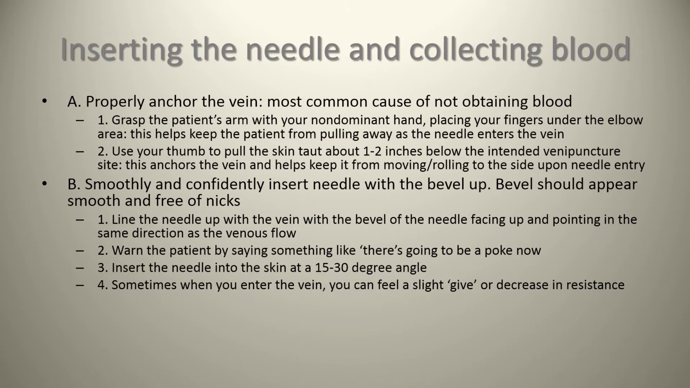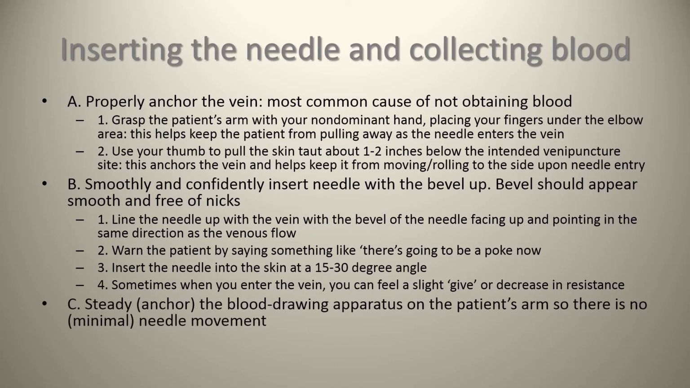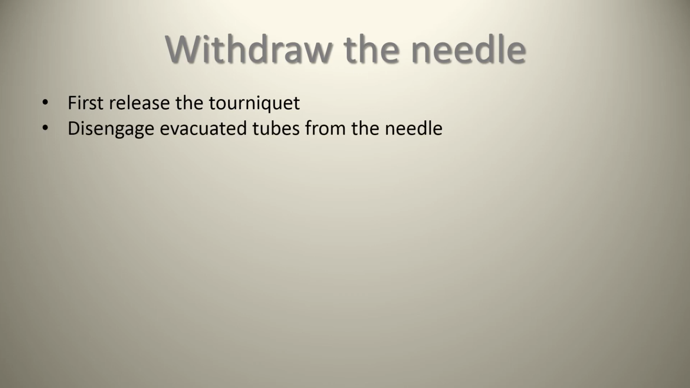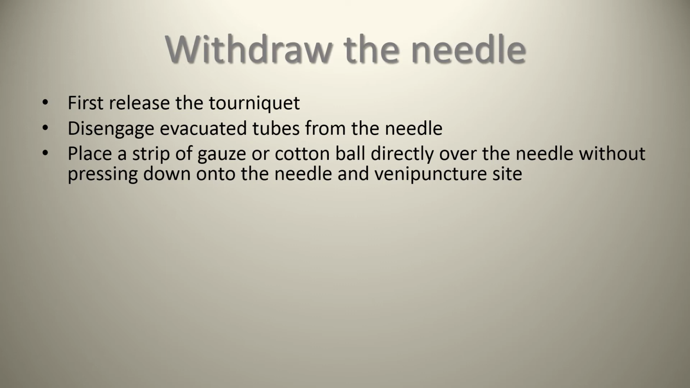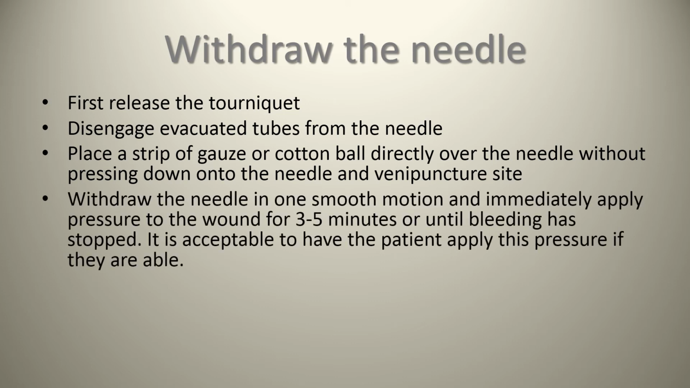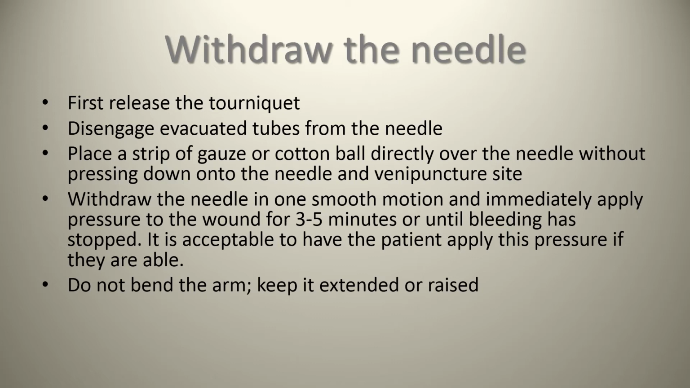C. Steady or anchor the blood drawing apparatus on the patient's arm to ensure that there's minimal needle movement. Withdrawing the needle: first, release the tourniquet, then disengage the evacuated tube from the needle. Place a strip of gauze or cotton ball directly over the needle without pressing down onto the needle and venipuncture site. Withdraw the needle in one smooth motion and immediately apply pressure to the wound for 3 to 5 minutes or until bleeding has stopped. It is acceptable to have the patient apply this pressure if they are able to. Lastly, do not bend the arm; keep it extended or raised.